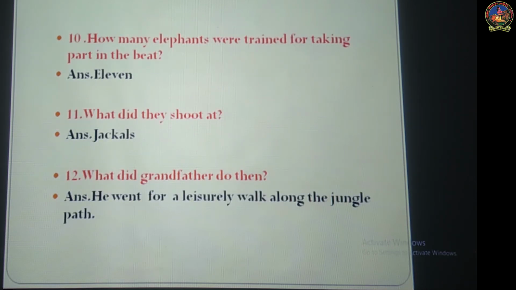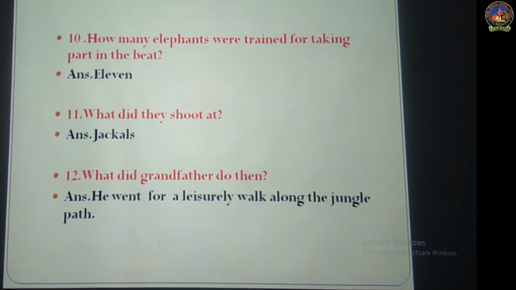How many elephants were trained for taking part in the beat? Out of 15 elephants, 4 elephants had howdahs, so that the shikari would sit there. But 11 elephants were trained for taking part in the beat.